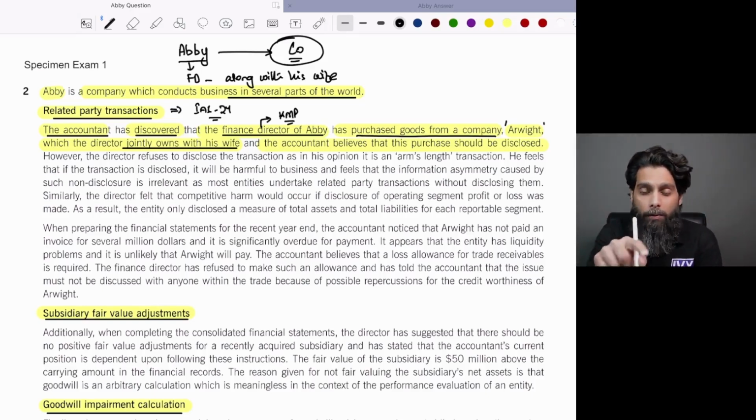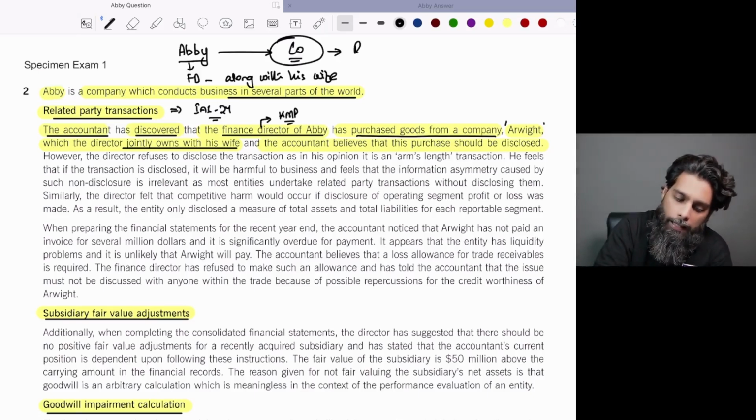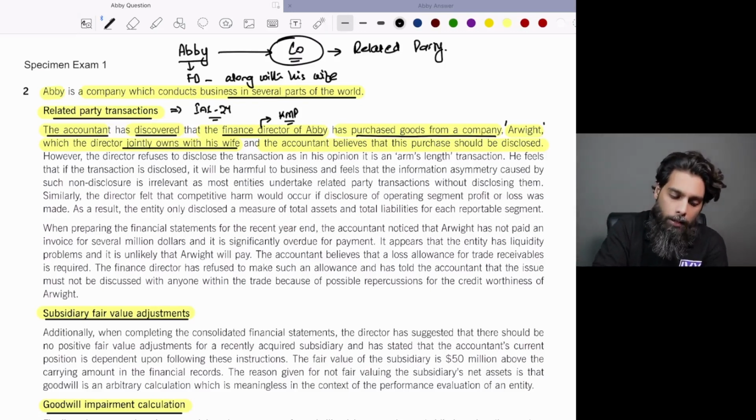So a company which is controlled or jointly controlled by your key management personnel, by a person who is already classified as a related party, makes this particular entity a related party as well. And according to IAS 24, such a transaction should be disclosed, right? So the accountant wants to disclose this transaction.